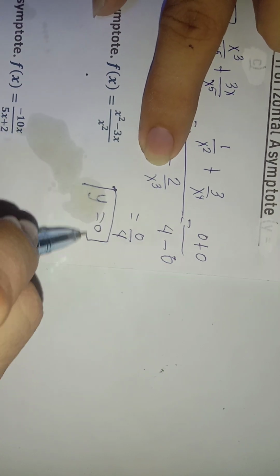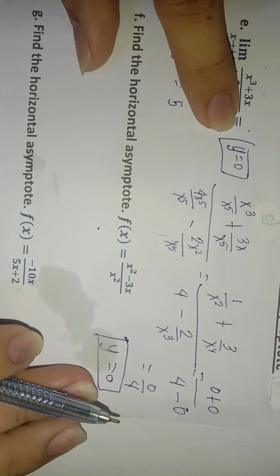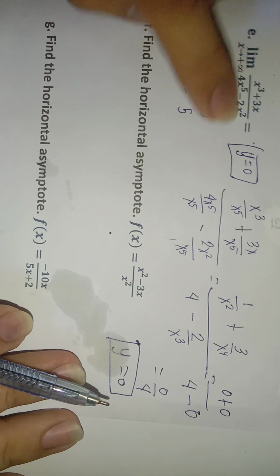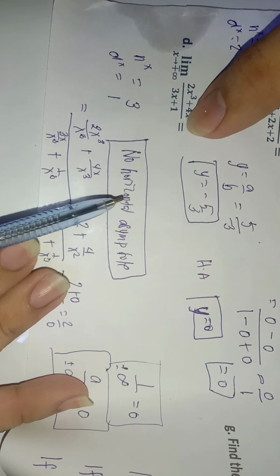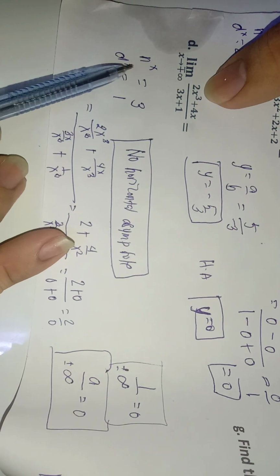And this is your horizontal asymptote. Okay, para makuha yung y equals 0. So, kung yung horizontal asymptote natin does not exist, no need to compute na, okay? Just compare the degree of your numerator and the degree of your denominator.